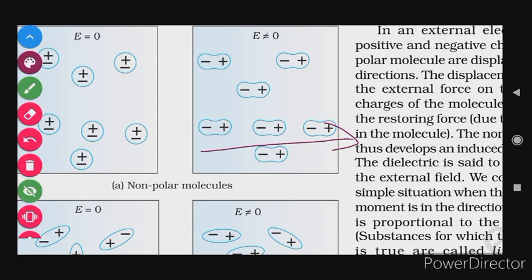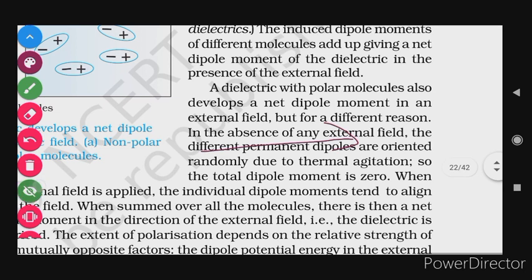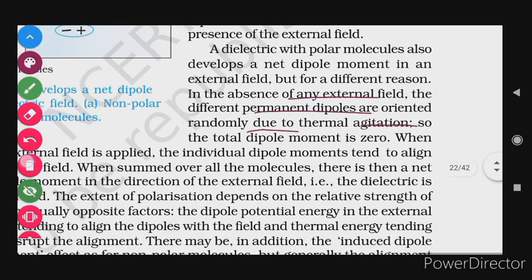Now the next paragraph says that a dielectric with polar molecules also develops a net dipole moment in an external field, but for a different reason. In the case of a polar molecule, there is also an induced electric field, but there will be a different scenario, as I already explained, but I will explain again.